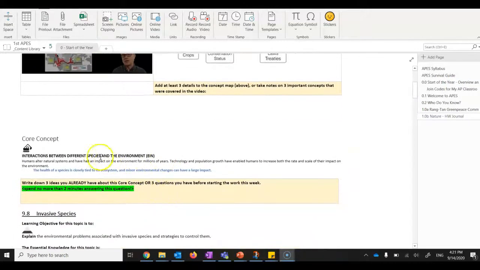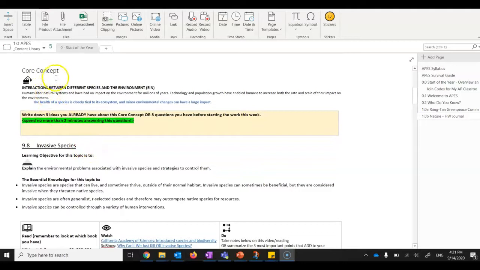The next thing you want to do before class is to fill out this reflection on what you already know about the core concept that we are planning on covering in that week. So next week we are going to be discussing that the health of a species is closely tied to its ecosystem, and minor environmental changes can have a large impact. Now you already probably know some things about this topic, or you saw things in the video, or you have some questions that you want to make sure that you retain when we're talking about this concept next week. So just take 2 minutes to write down 3 ideas you already have or 3 questions that you have about this concept before coming to class.